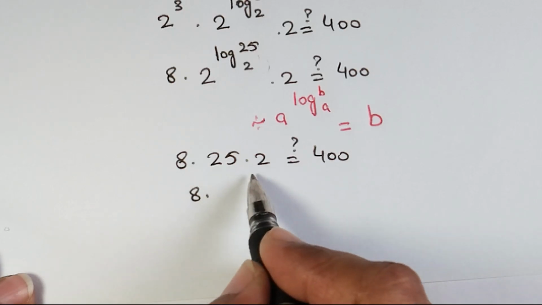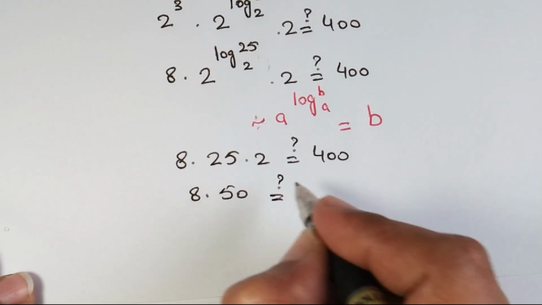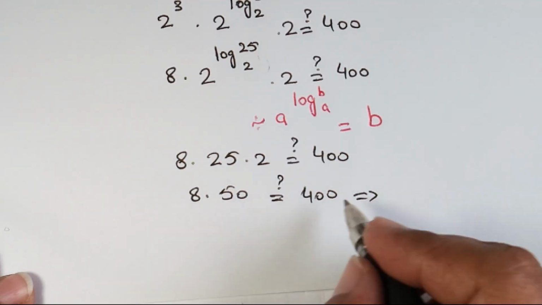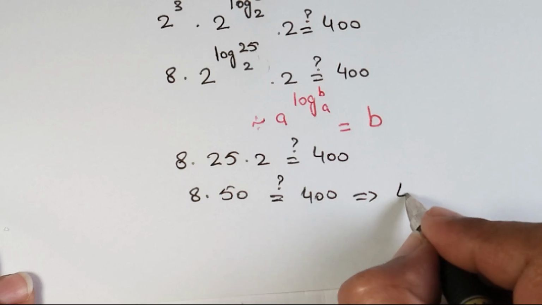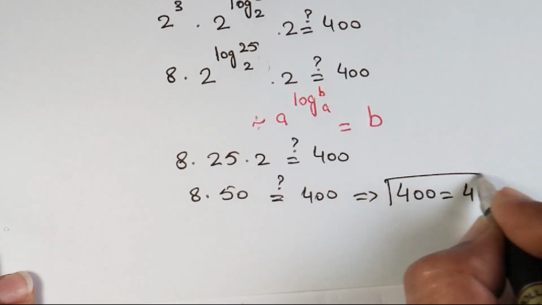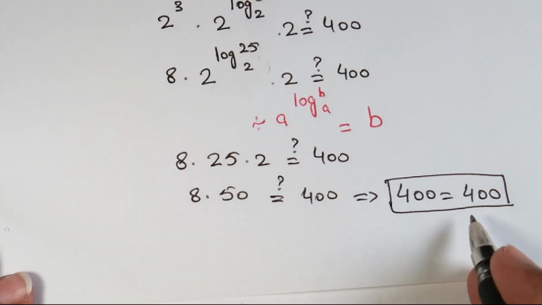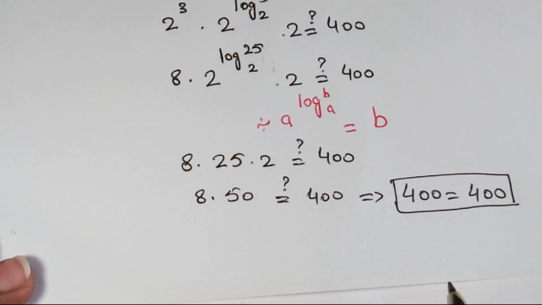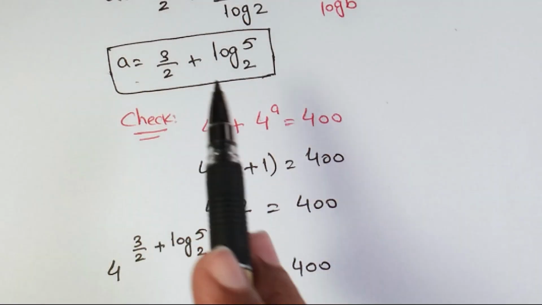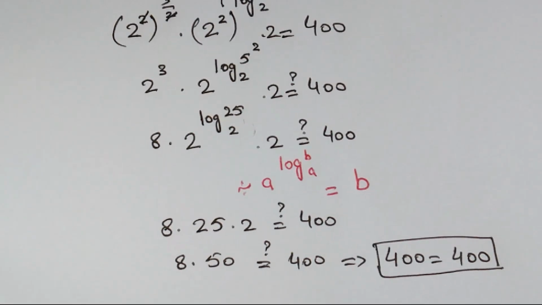So 25 into 2 is 50. 8 into 50 is 400, which is equal to 400. So here both sides are equal, so it means this value of a is the correct value. That's it for today's solution.